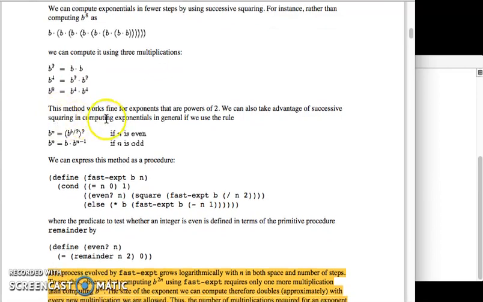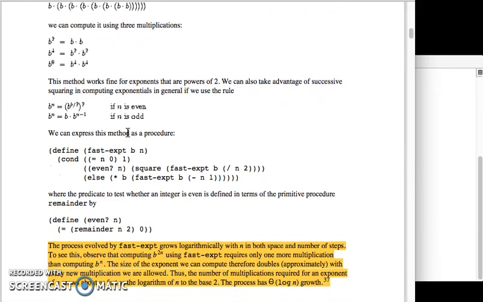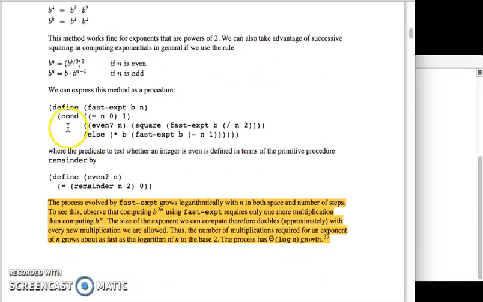This method of squaring works fine for exponents that are powers of 2. We can also take advantage of successive squaring in computing exponentials if we use the rule: b^n is equal to (b^(n/2))^2 if n is even, and b^n is b times b^(n-1) if n is odd. Okay, we can define this method as a procedure.